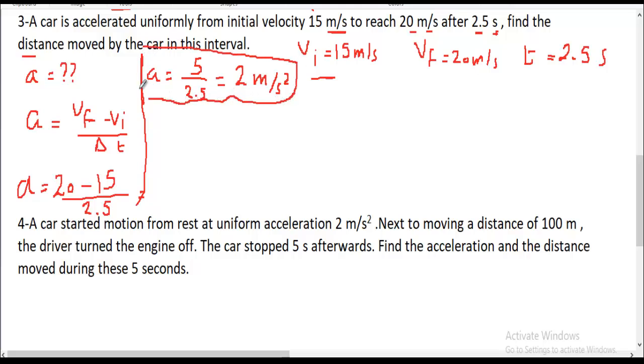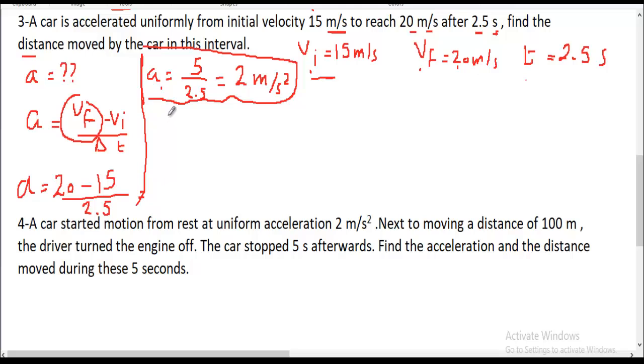You have to avoid confusion and take care to substitute correctly. Vf here is 20, Vi is 15, not the opposite. If you write the opposite substitution, the answer will have a negative sign and it will affect your final answer. So we have initial velocity, final velocity, acceleration, and time. So as you like, you can use the second or third equation.